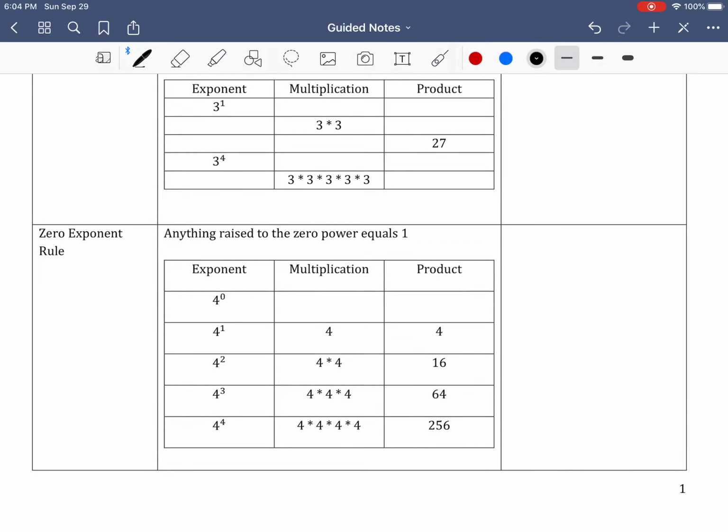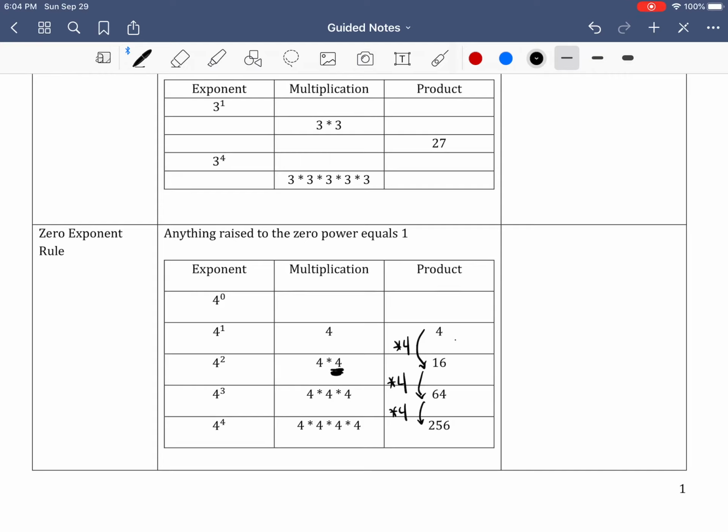Now there's a special rule called the zero exponent rule, where anything raised to the 0th power equals 1. Now, that seems like a kind of weird rule, so let's figure out why that's the case. And I want to start right here. To go from 4 to 16, you have to multiply by 4, right? Because we're adding another 4 that's being multiplied. Similarly, to go from 16 to 64, you're multiplying by 4. And then from 64 to 256, you're multiplying by 4.